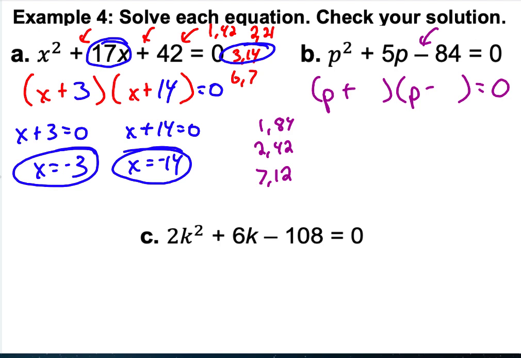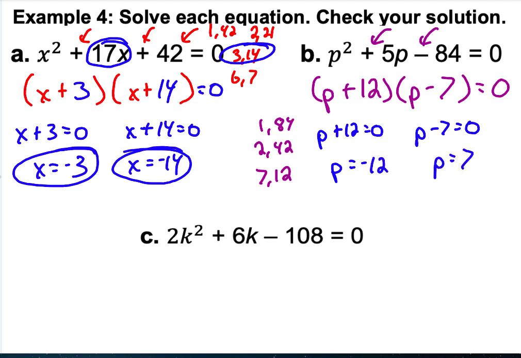So I want a positive 5p left in the middle. So when I combine those terms in the middle, I want the positive number to win. So I want the 12 to be a positive and the 7 to be my negative. Then I go ahead and set each of them equal to 0 and solve them. So p is equal to negative 12 and p is equal to 7.